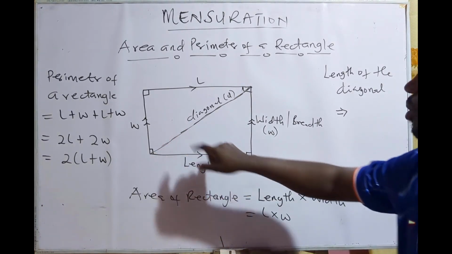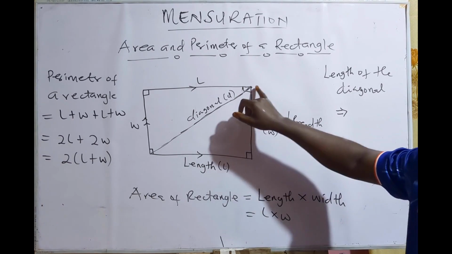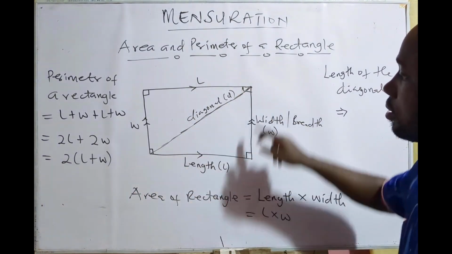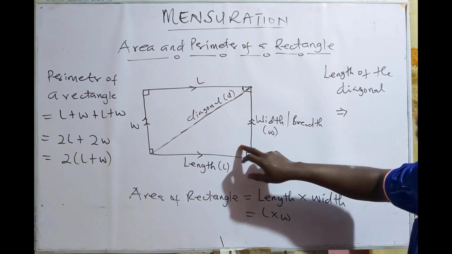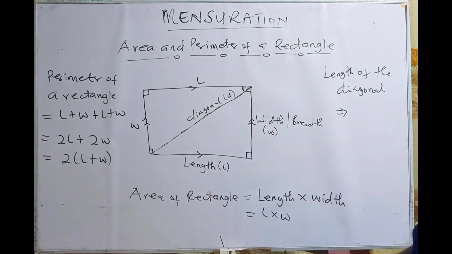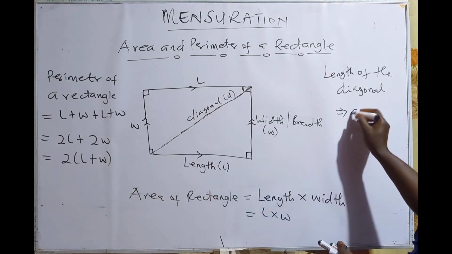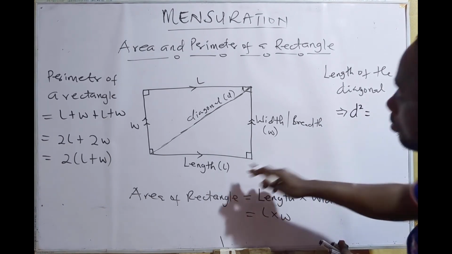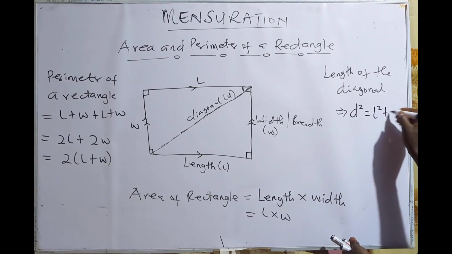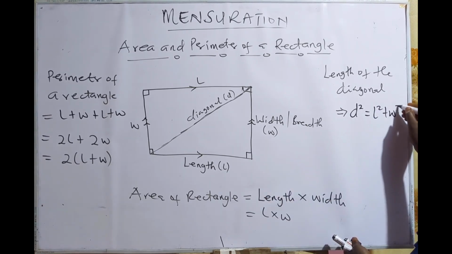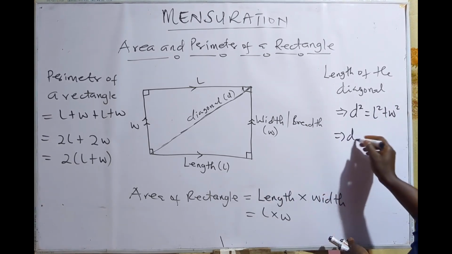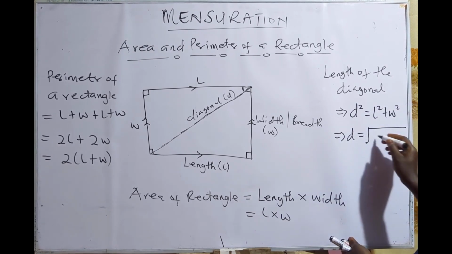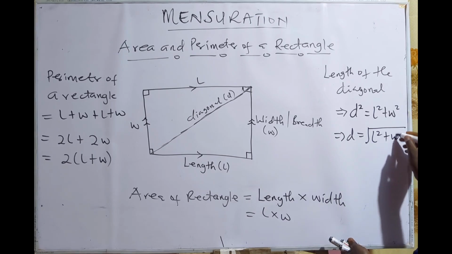This becomes the hypotenuse, because here is 90 degrees. So this will become a triangle. This becomes the hypotenuse, and I can apply the Pythagoras theorem. So my d square is going to be L square plus w square, where I can say that the diagonal is the square root of L square plus w square.